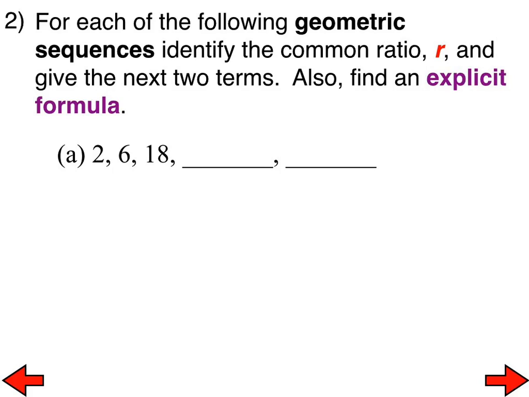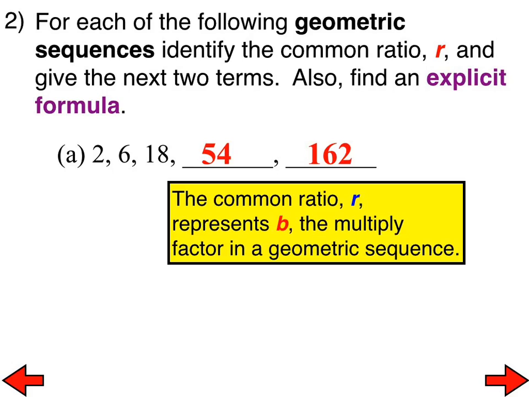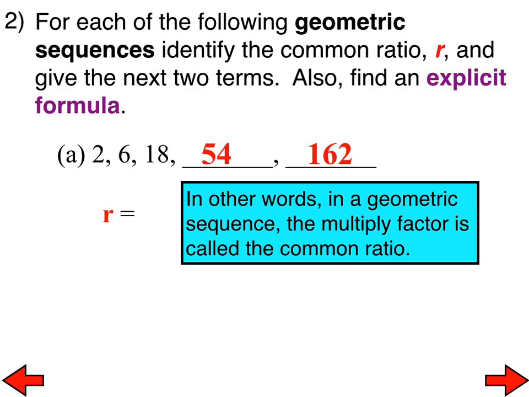All right, what's the next term after 18? Just say it, please. 54. And then after 54? All right, remember, r is called the common ratio when we're talking about geometric sequences, but it's really just the multiplying factor. So what is r? Why is it 3? Raise your hand if you know. Why is it 3? Because you're multiplying every time. Yeah, it's the multiplying factor. You're multiplying every time by 3. So the common ratio r represents b, the multiply factor, in a geometric sequence. And so r is 3.